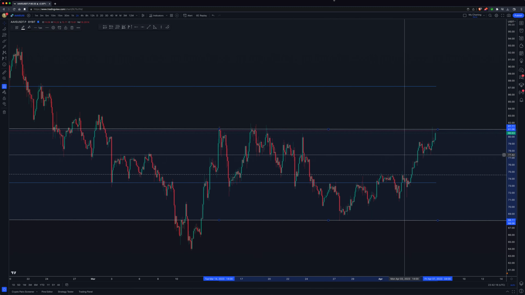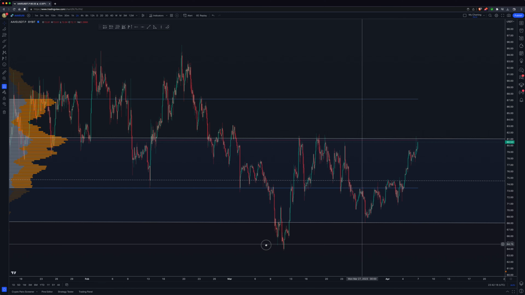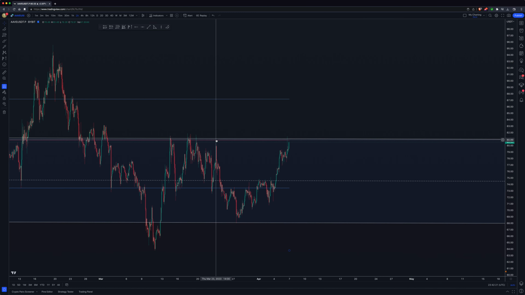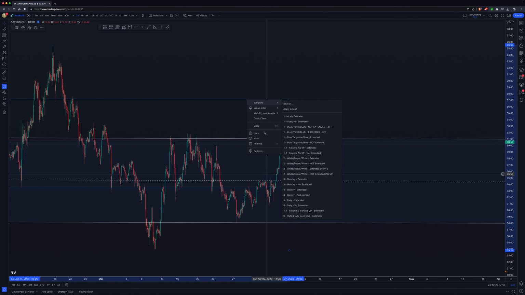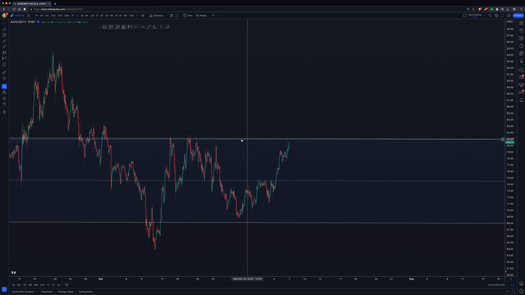I'll do it from a blue one. There's my blue one. I like that better. See things a little bit clearer. Hide this for a second.